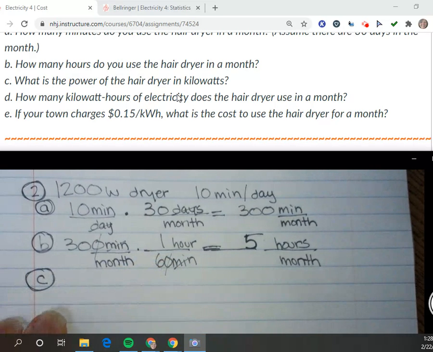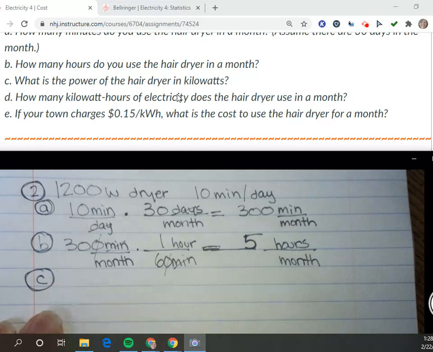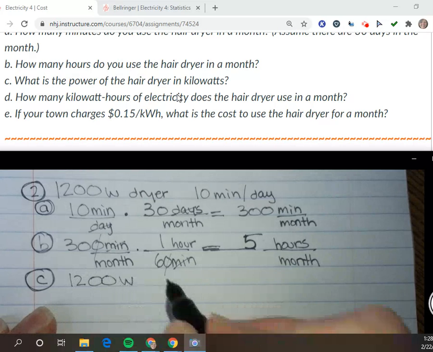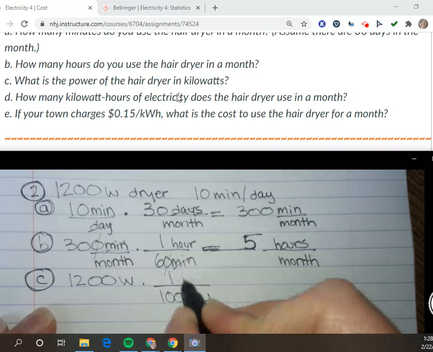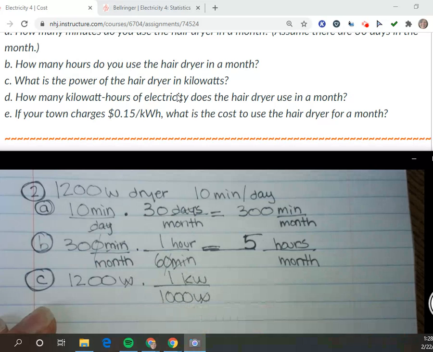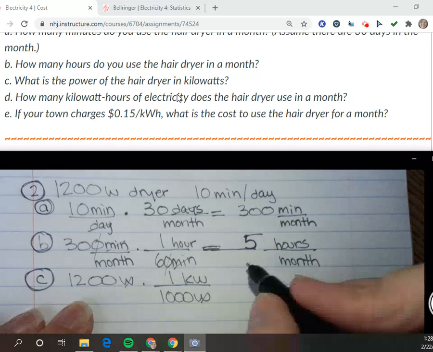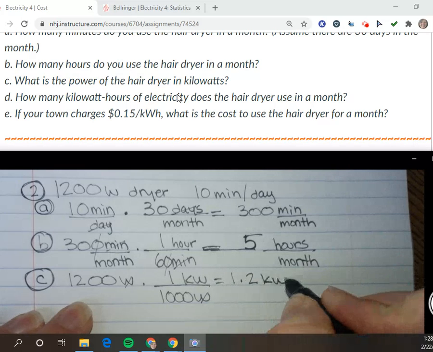Okay. What is the power of the hairdryer in kilowatts? All right. So now it's asking us to go back to our 1200 watts. 1200 watts. We're going to do that conversion again. 1000 watts is 1 kilowatt. Our watts are going to cancel. 1200 divided by 1000 is 1.2 kilowatts.